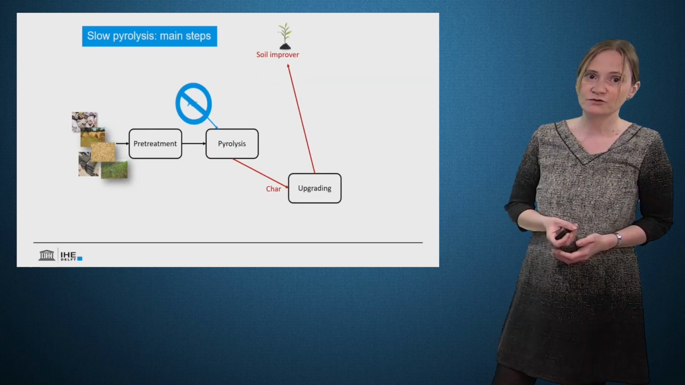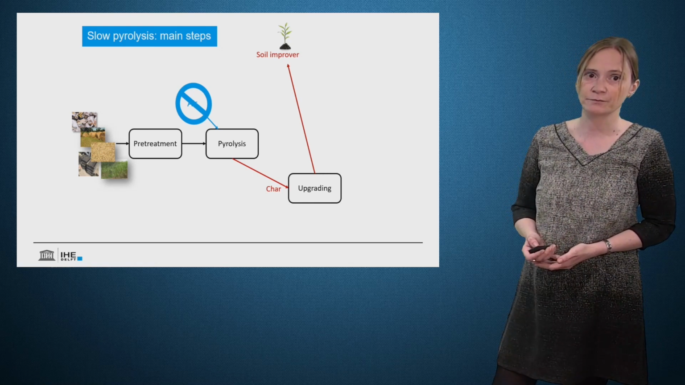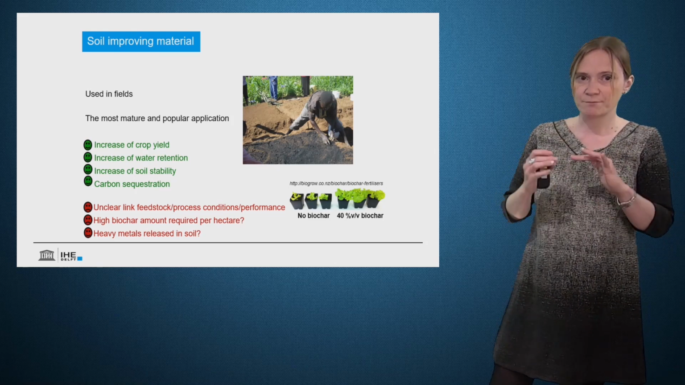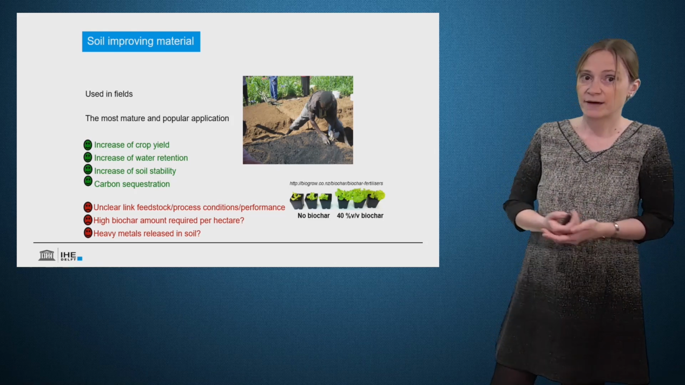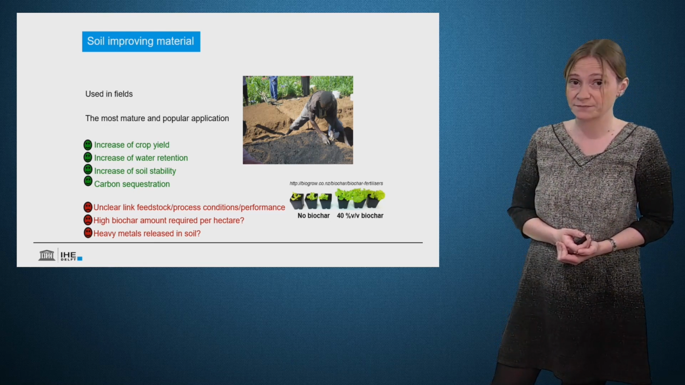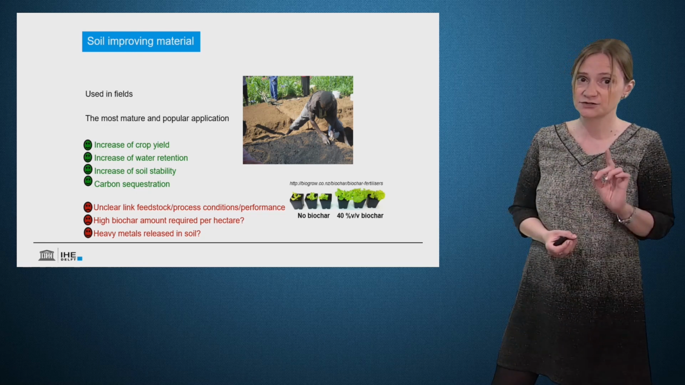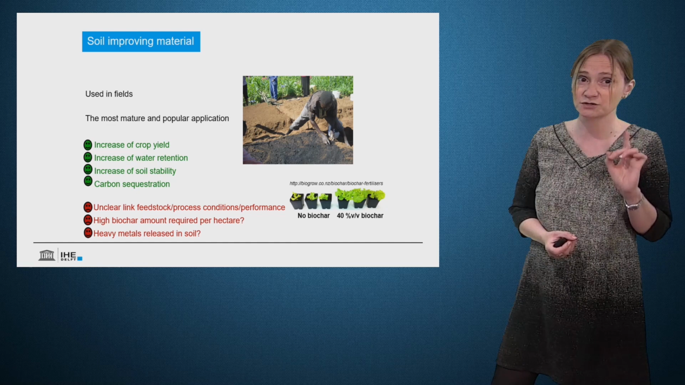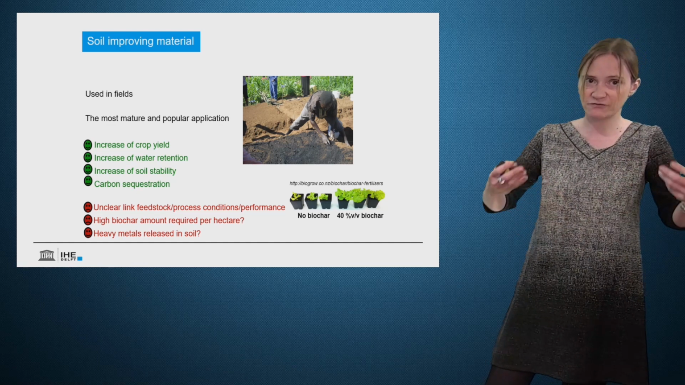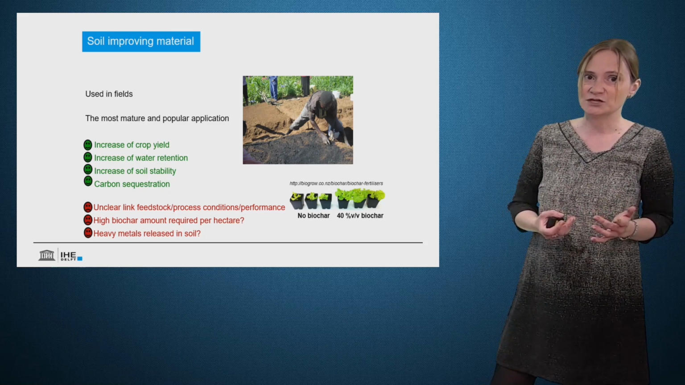But let's move to the use of biochar in agriculture, namely as soil improver. This use can be seen as the most mature and popular application. Biochar is added in fields, and the results show that it can increase crop yields, water retention, and soil stability. It can also be seen as a carbon sequestration solution, since carbon is buried in the soil and released at a very slow rate. This application, while attractive, has some limitations.